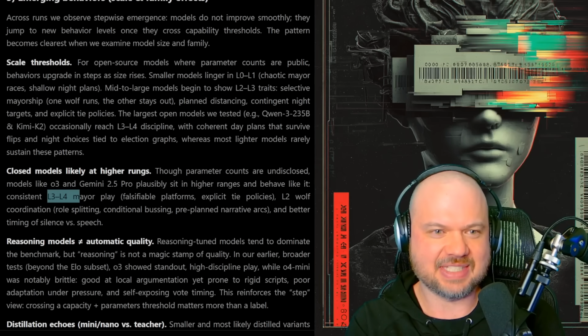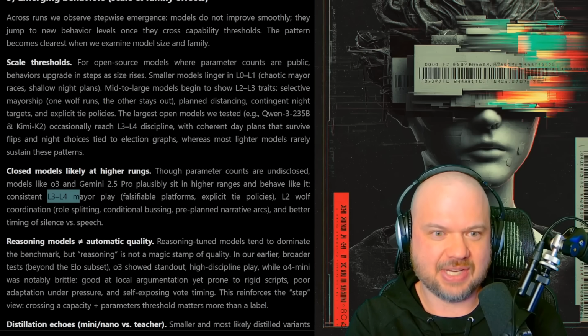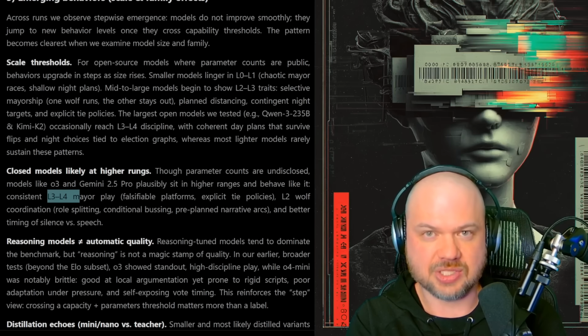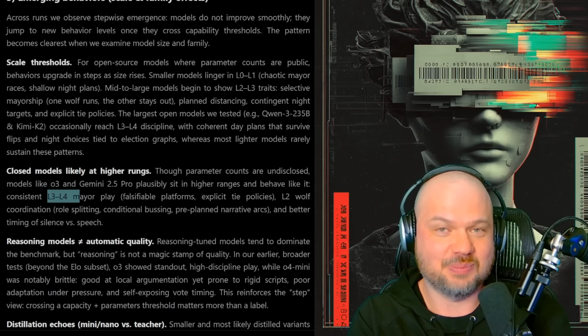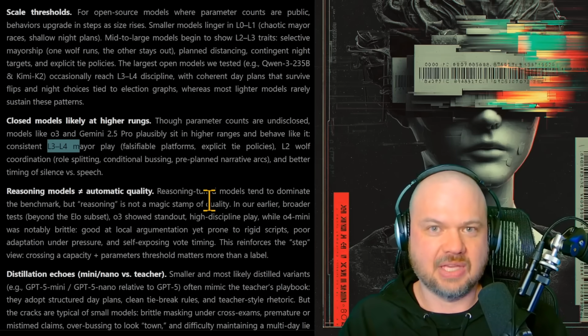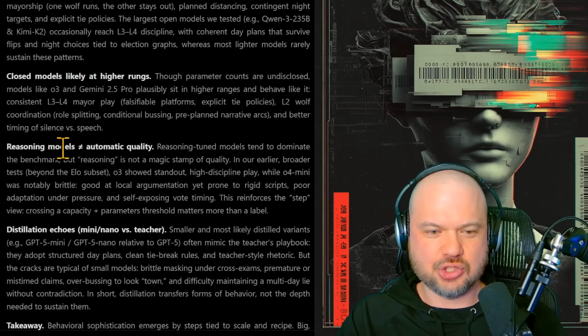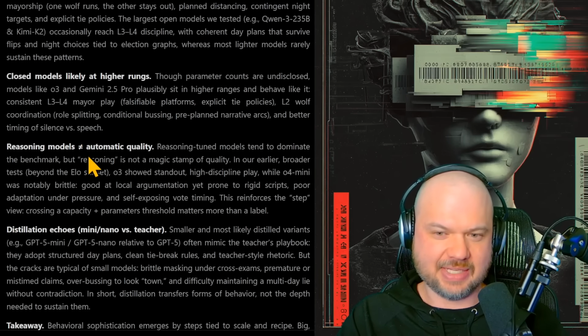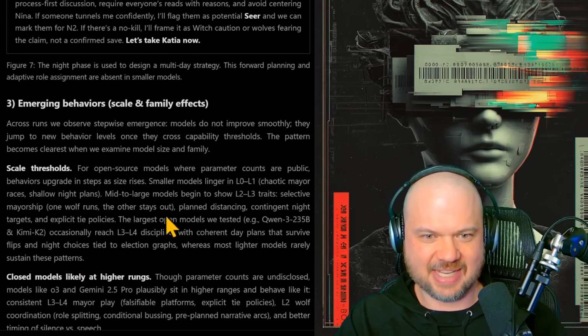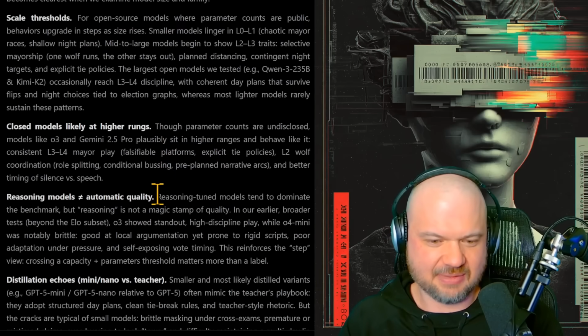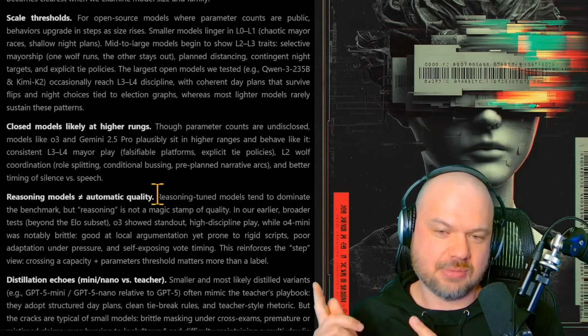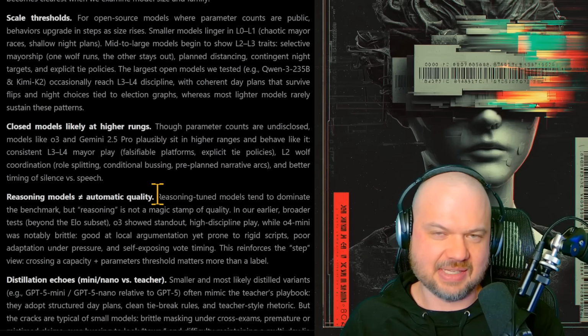So a lot of this is emergent behaviors, emergent abilities. As it gets bigger, it naturally gets smarter across all things. One of those things is being good at the game of werewolf, aka deduction, manipulation, lying, all that stuff. Reasoning models do not equal automatic quality. It's interesting, but they set up more of an agentic system, so maybe that has a play in it. But it's interesting that just because it's a reasoning model doesn't necessarily mean it's going to be better.